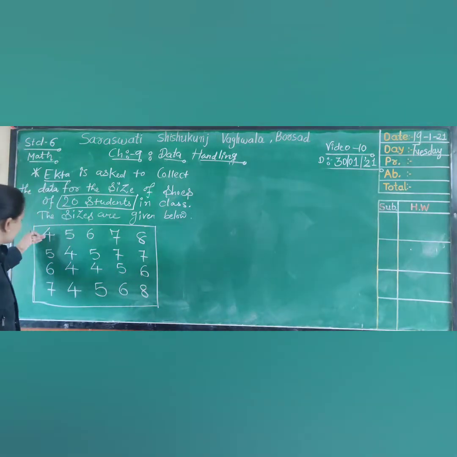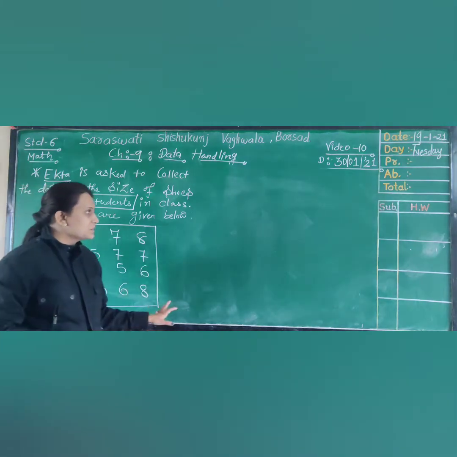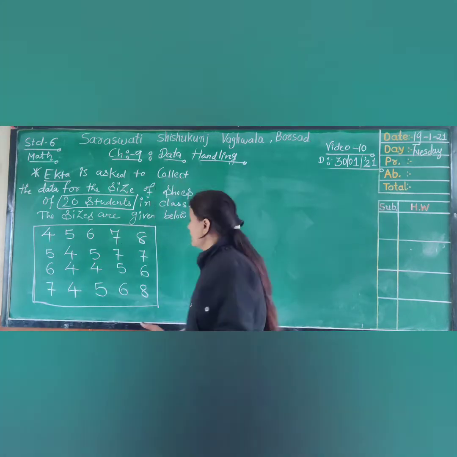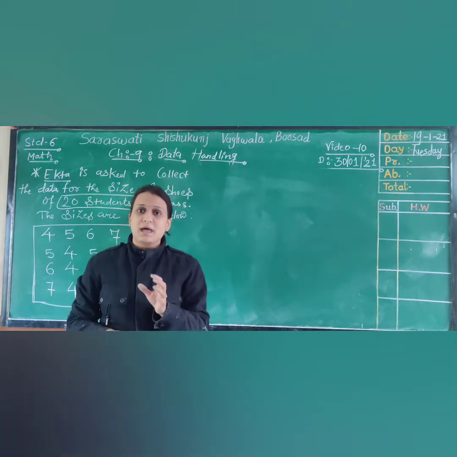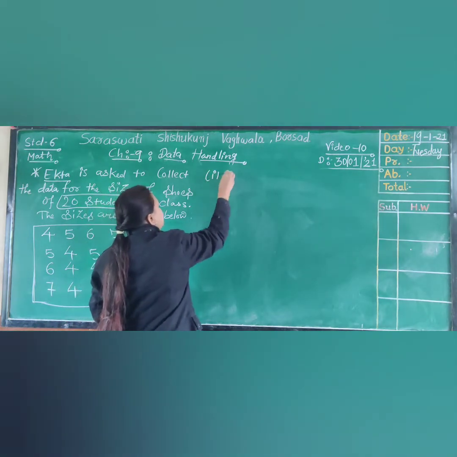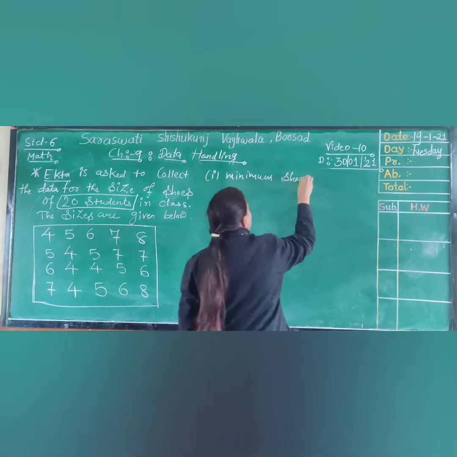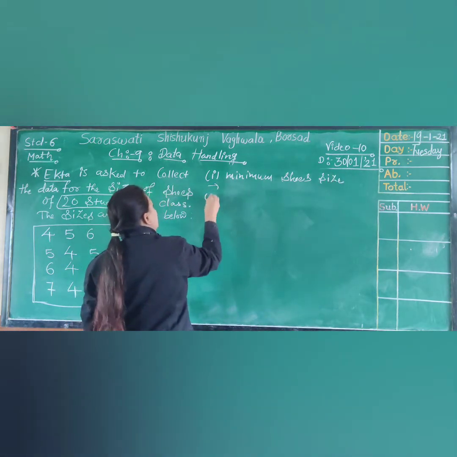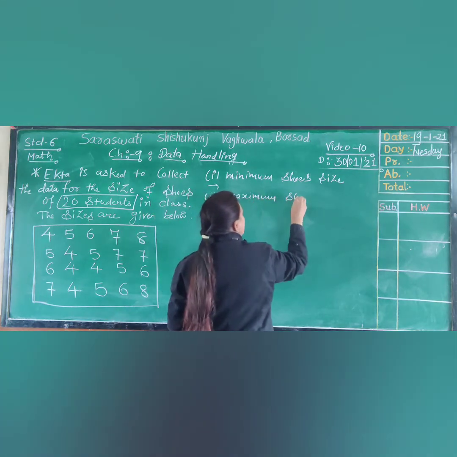Here you can see the different sizes of shoes are given. We want to prepare a frequency distribution table for the given data. Whenever you are preparing a frequency distribution table for numbers, we first identify the maximum and minimum entry in the given data. So first let us find the minimum shoe size, and second, let us find the maximum shoe size.